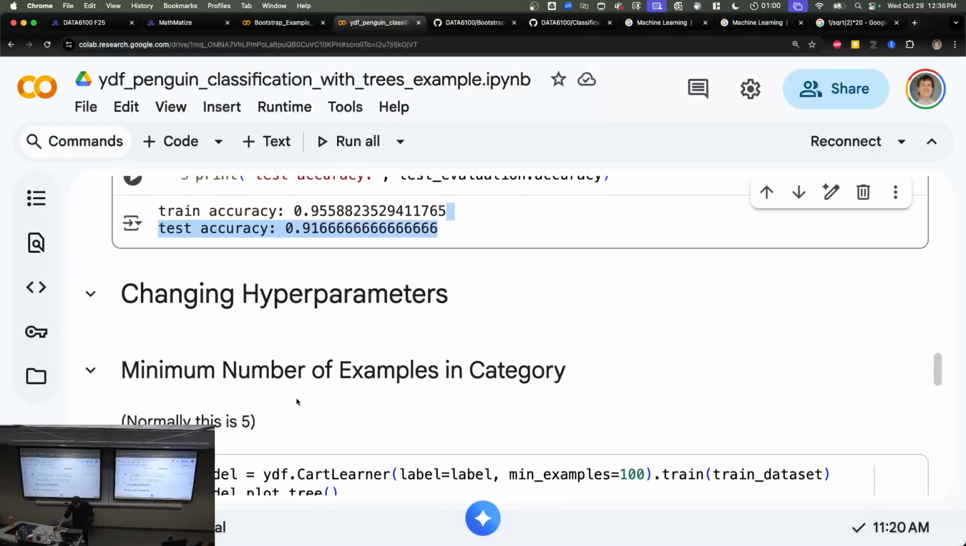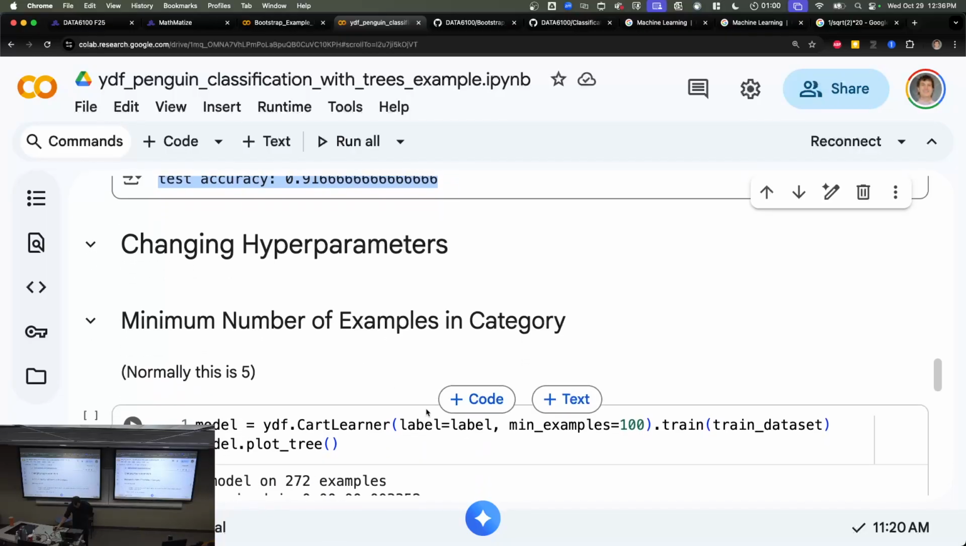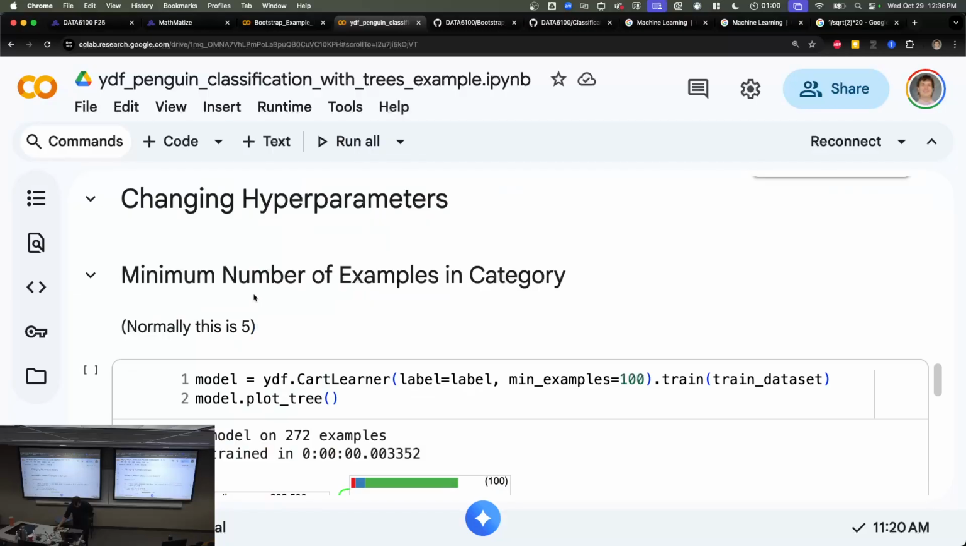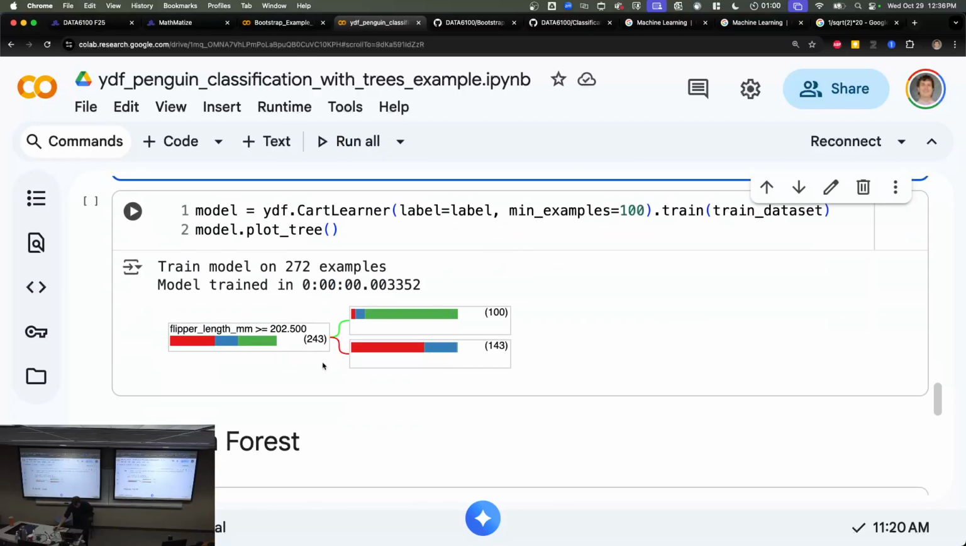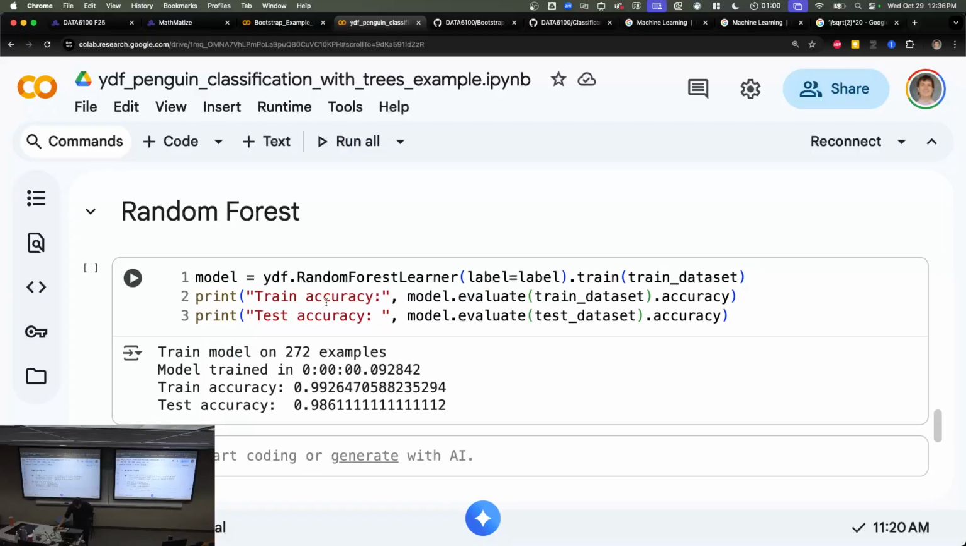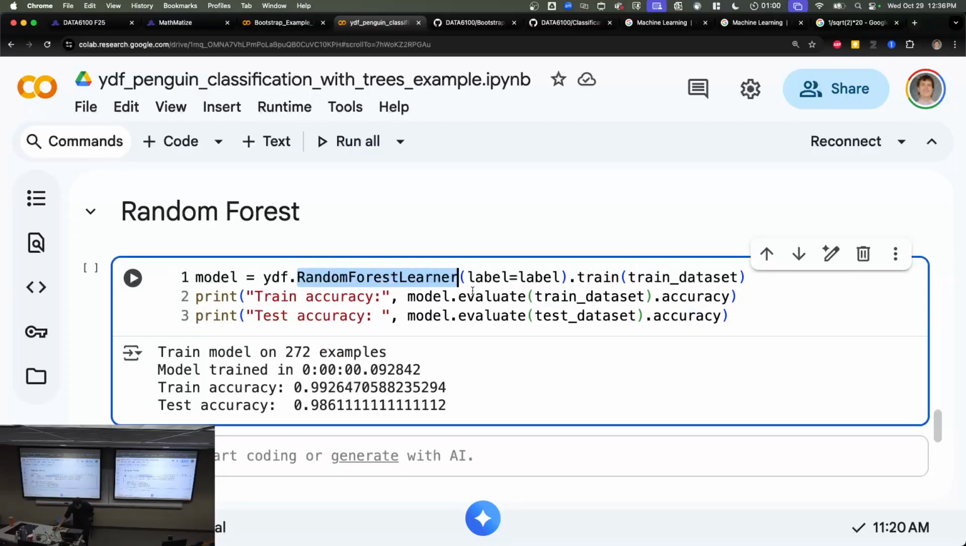So let's go to the penguins. Oh, look here, I did put some of the hyperparameters in here. Okay, never mind. Let's skip back. Let's go to the random forest. So in the random forest, again, it is all built in. I said a random forest learner, and that will automatically do what I just said.